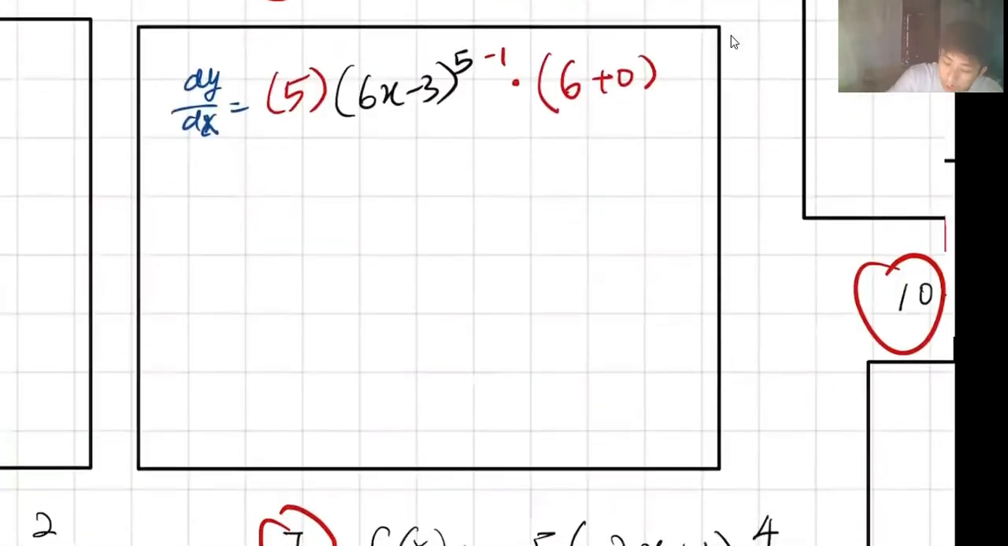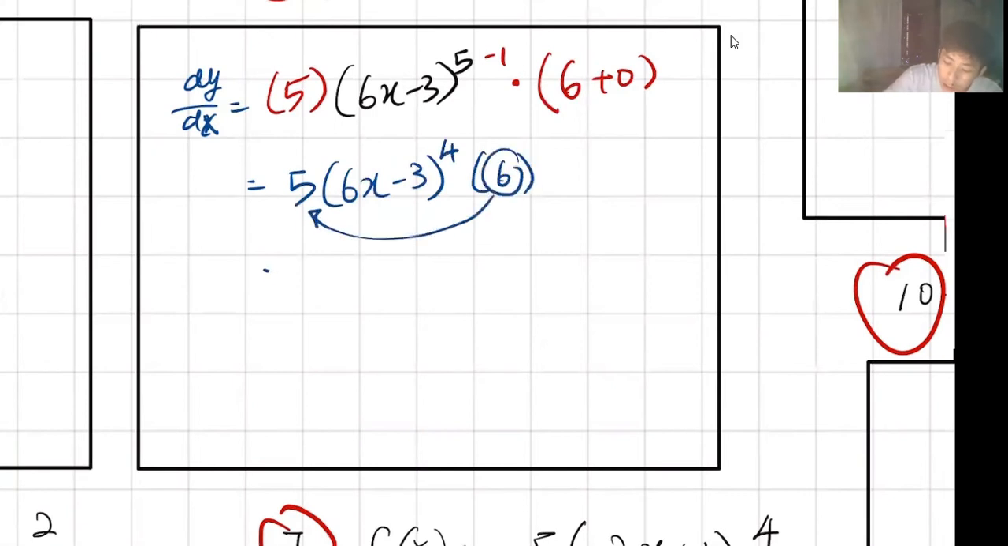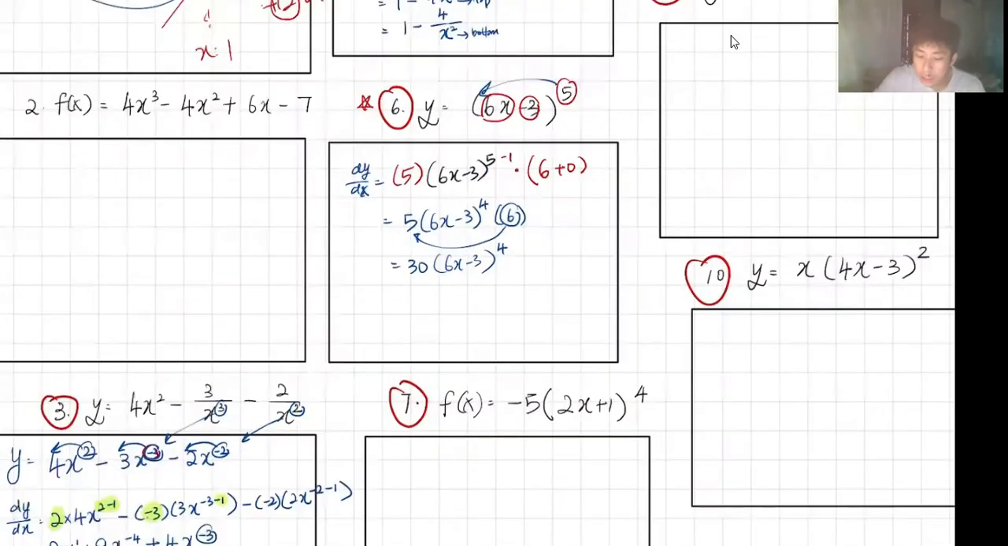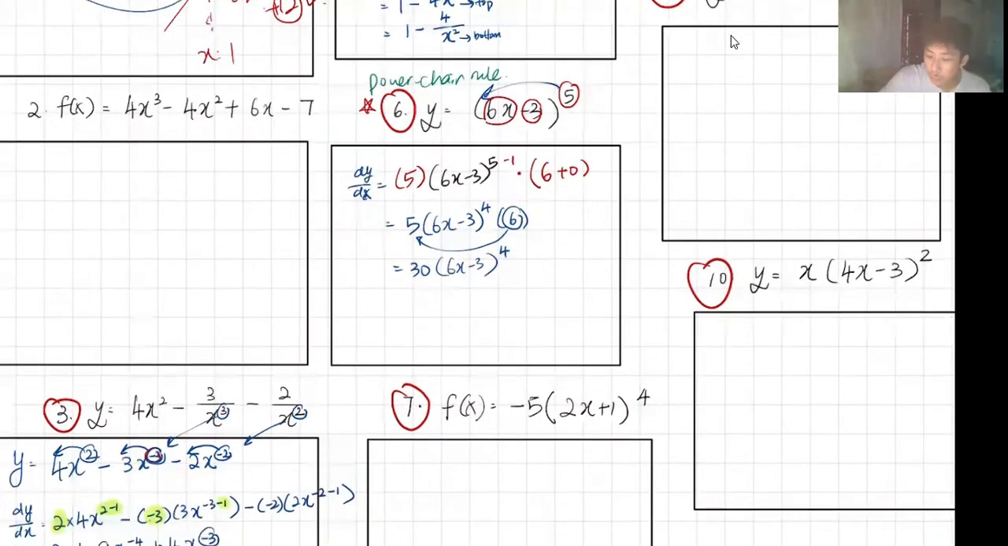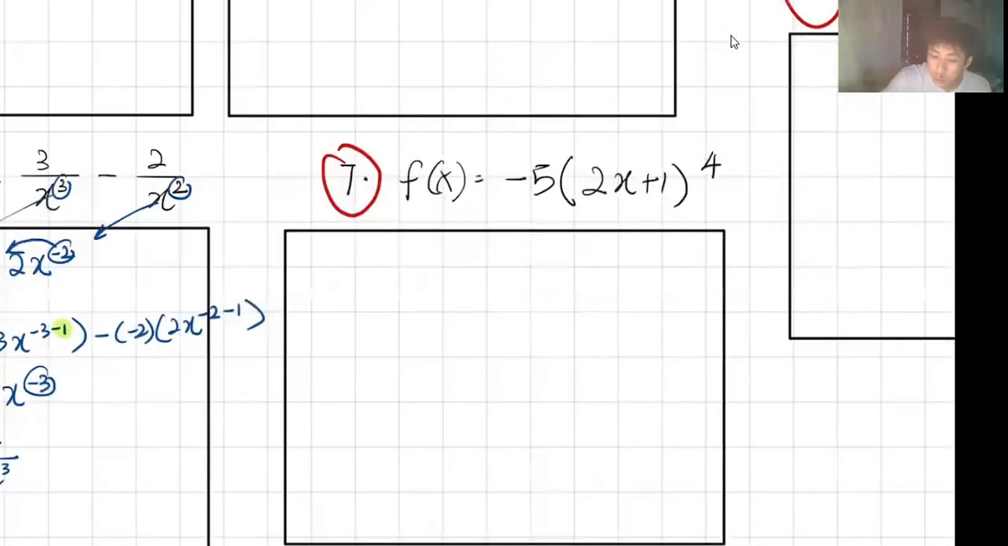Okay, so my answer is 5 times 6x minus 3 to the power of 4, times 6. So 6 and 5 can multiply each other, gives me 30, (6x minus 3) to the power of 4. See, don't forget that the power will always reduce by 1. Don't forget that. For power rule, the power will always reduce by 1. So this, I call it the power chain rule. I write it in green. Okay, power chain rule.